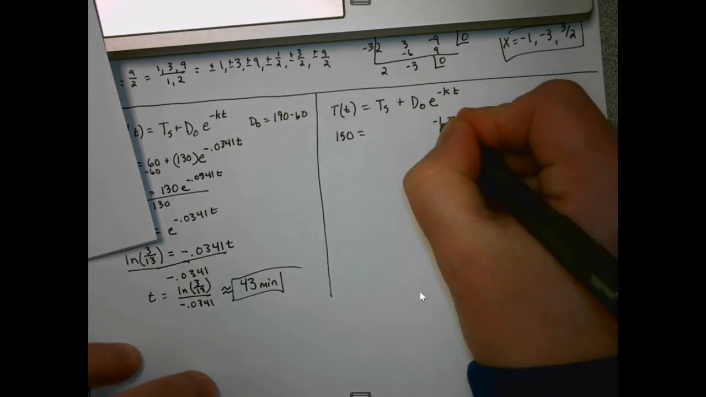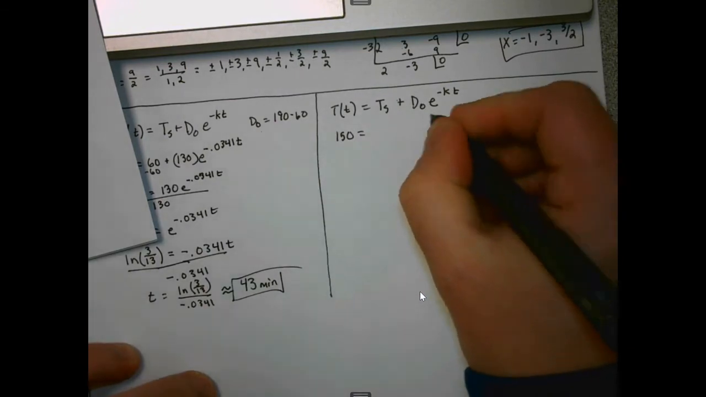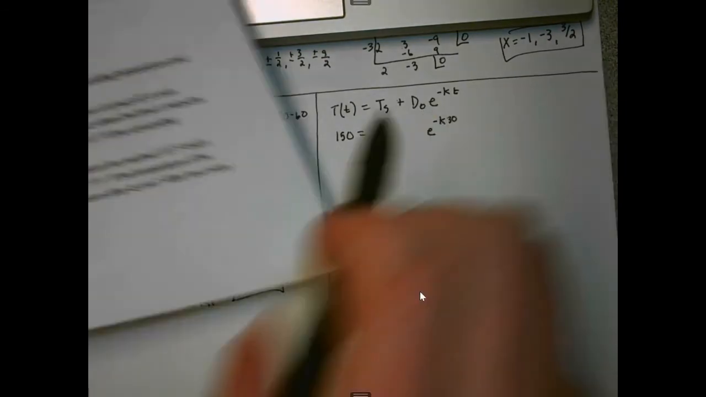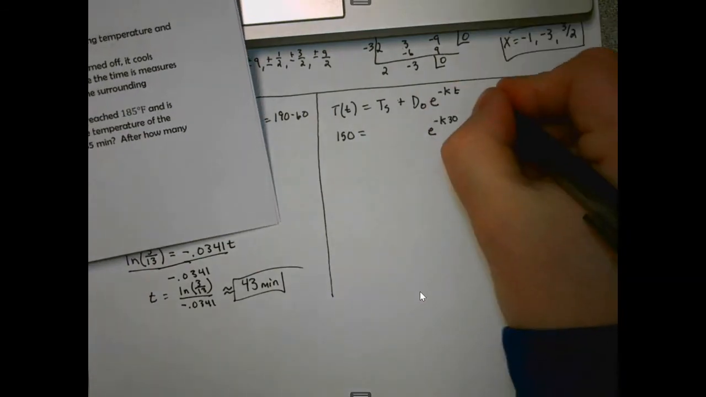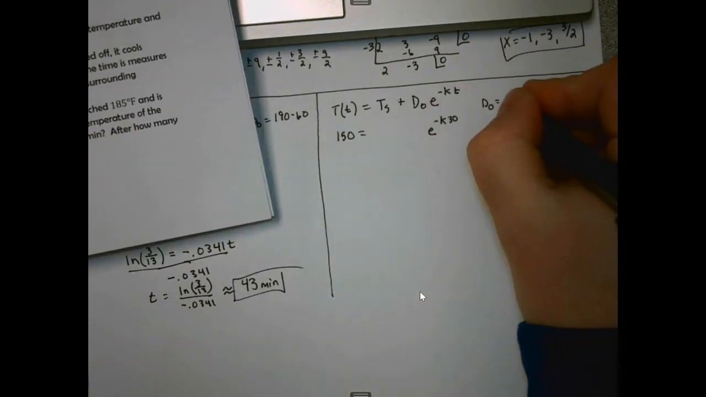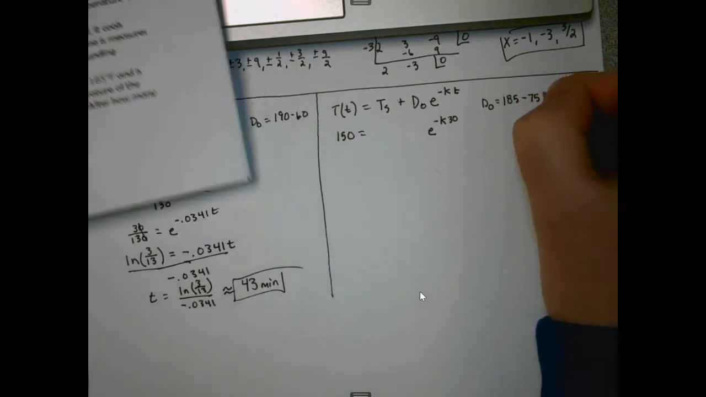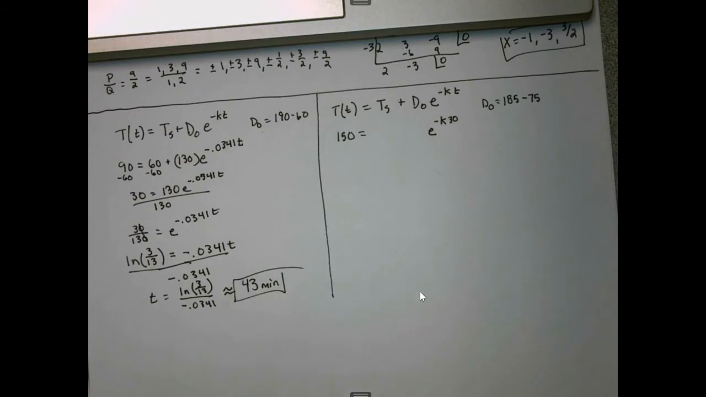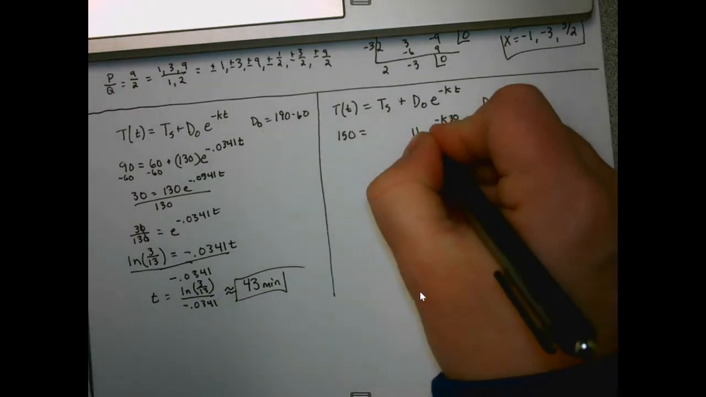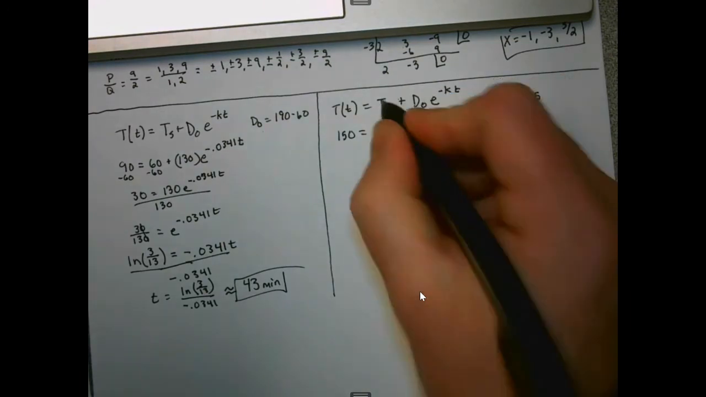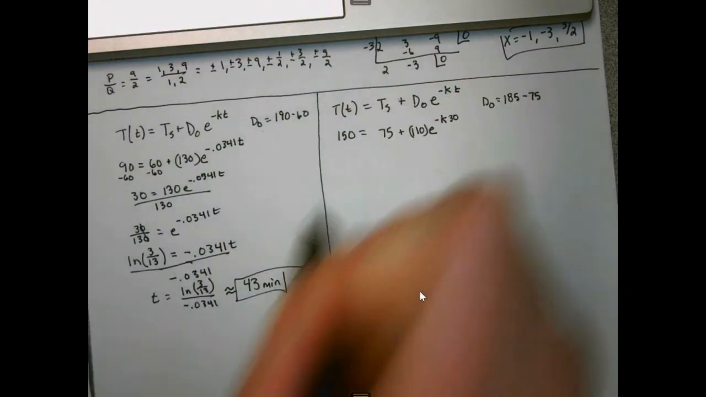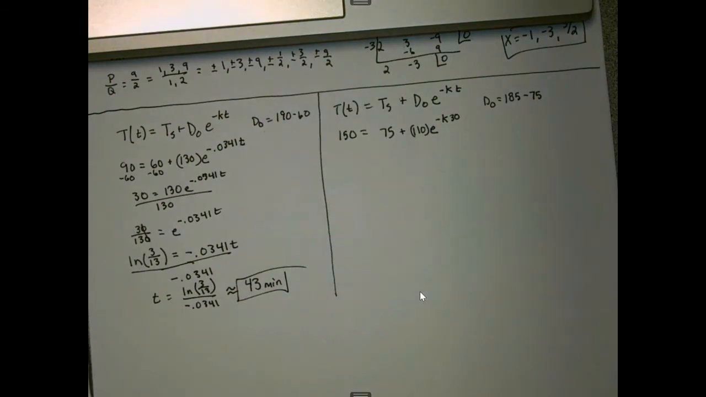I don't know what k is. D naught would be the initial temperature minus the surrounding temperature. Well, the initial temperature was 185 minus the surrounding temperature, which is 85. So that would be 110 plus the surrounding temperature, which was 75. So we have that equation there, and we need to solve this for k.